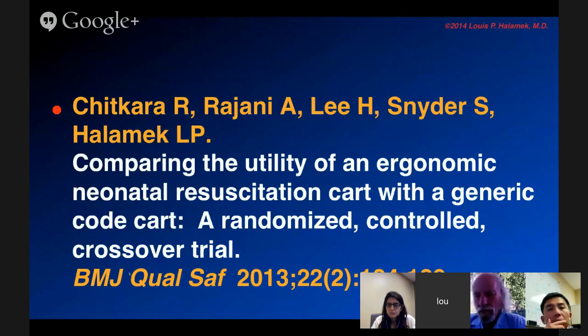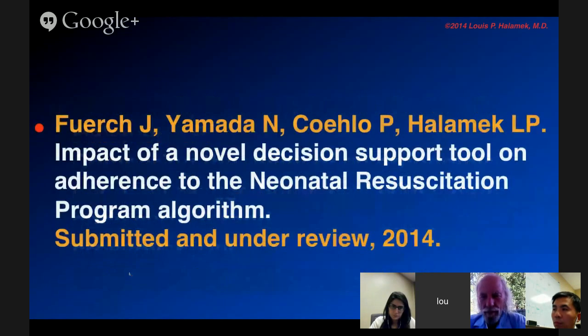We looked at just the two types of code carts that are used, one that was standard at our institution and one that we designed specifically for newborn resuscitation. And what we found is that the standard code cart actually was not very good in terms of people's ability to obtain the right equipment and the right size of that equipment in a speedy fashion during a resuscitation. The code cart that was designed specifically for newborns allowed us to perform at a much higher level.